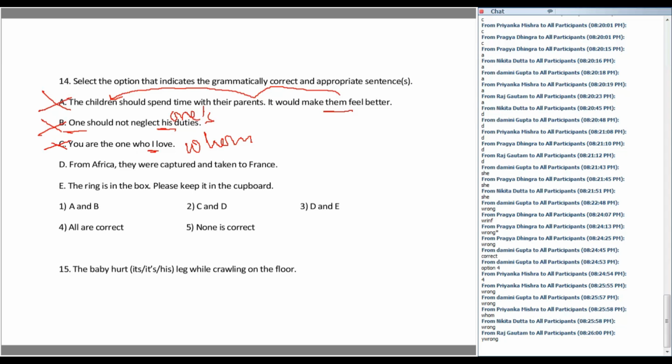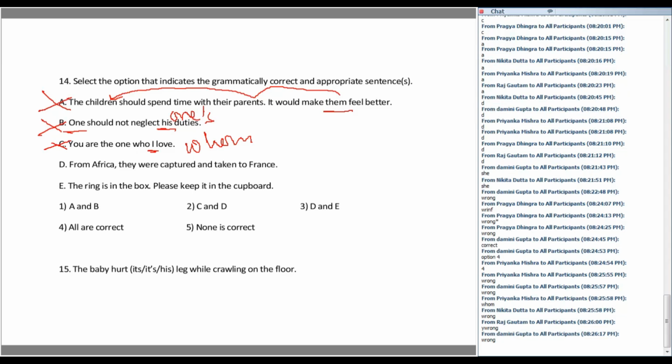From Africa, they were captured and taken to France. The question is, who are they? Here I have used a pronoun, but there is no antecedent. So D is wrong. There is no antecedent. If there is no antecedent, then I should not use a pronoun. It's wrong.